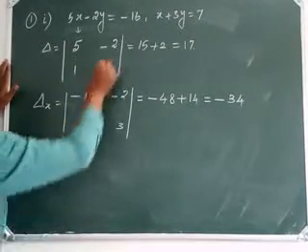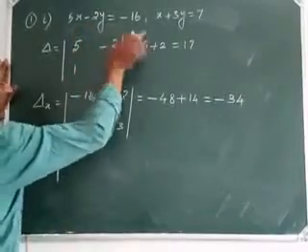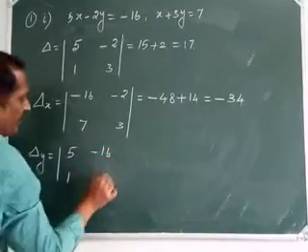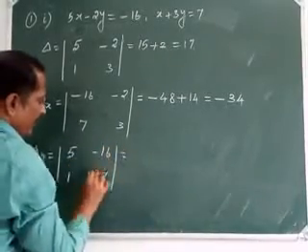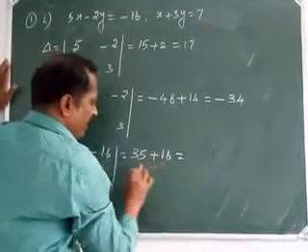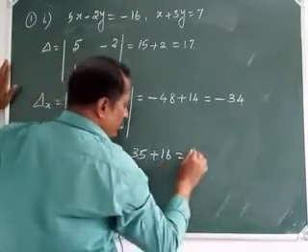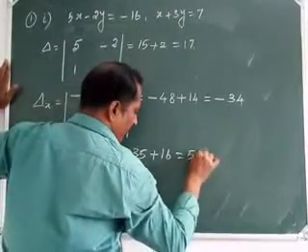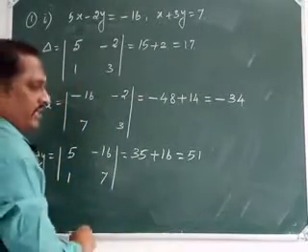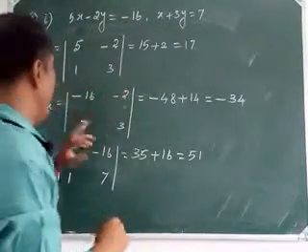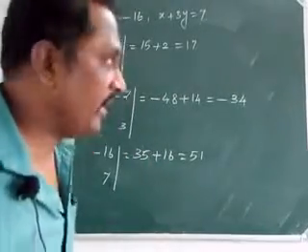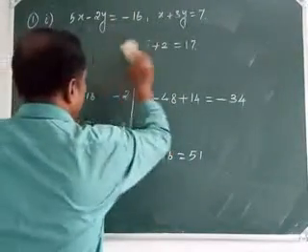And next you have to calculate delta y. Delta y is equal to: replace the second column by the constants, and the first column has the same elements. So 5, minus 16, 1, 7. Expand this: 7 fives are 35, minus minus 16, you have to write plus 16. 35 plus 16 is 51. So delta is equal to 17, delta x is equal to minus 34, delta y is equal to 51.